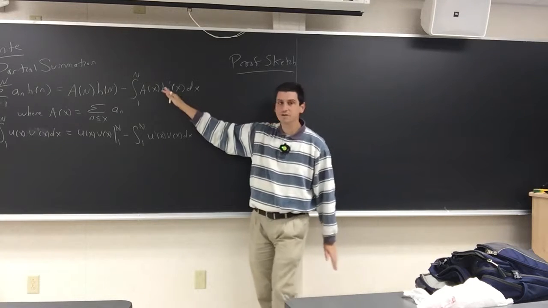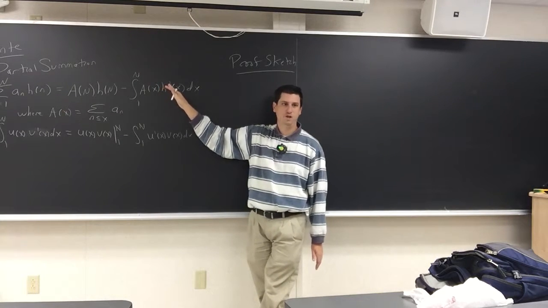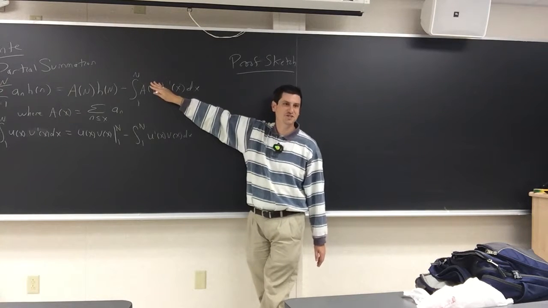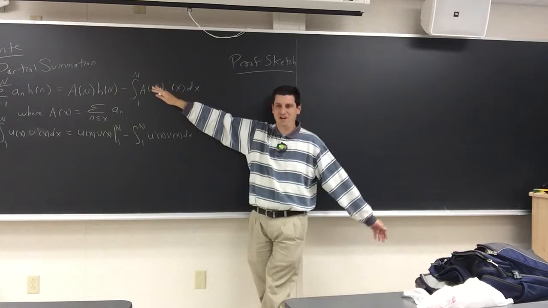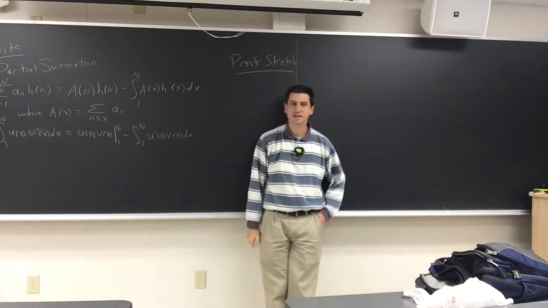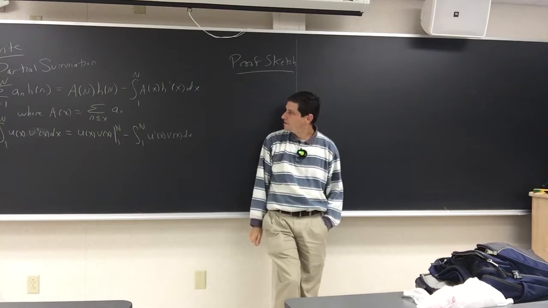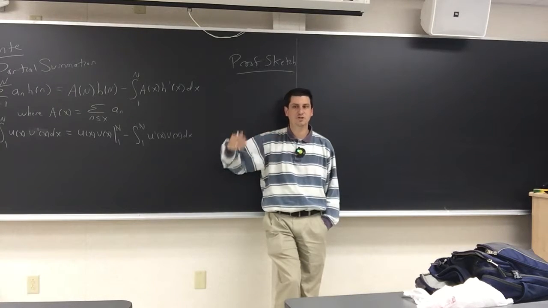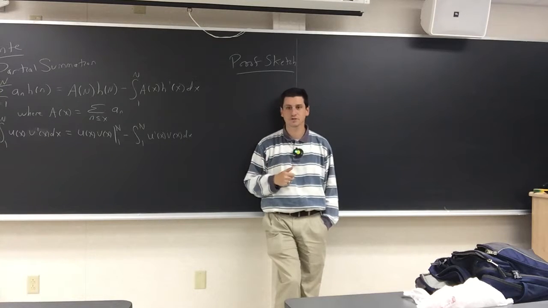Now, the nicest function to integrate is just the derivative of any function. I can integrate h prime of x very easily. I can integrate anything prime very easily. The problem is I have this a of x here. Well, a of x is mostly constant, right? A of x only changes, at basically a set of measure 0, whenever x passes through an integer.